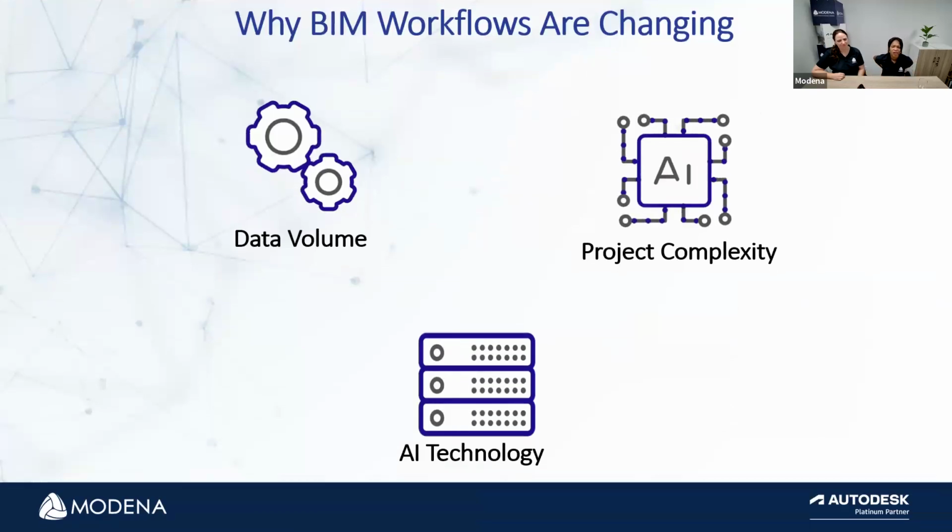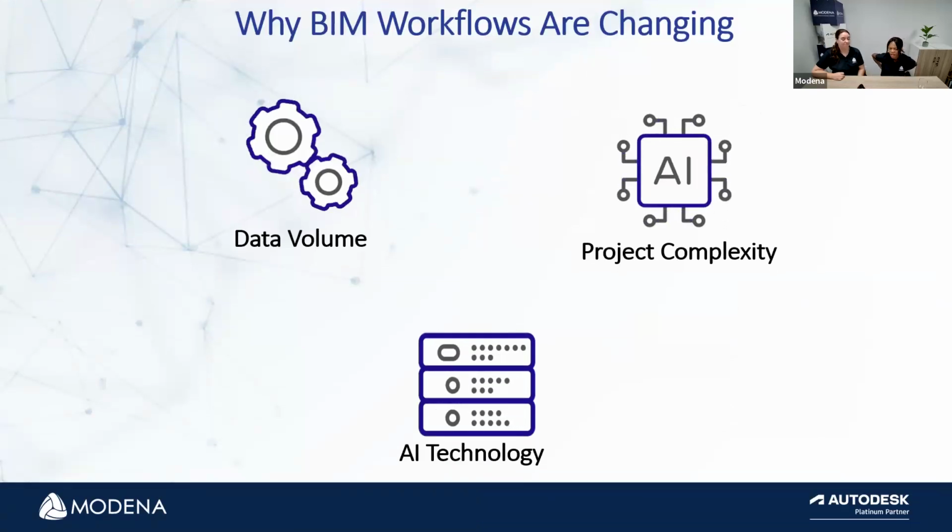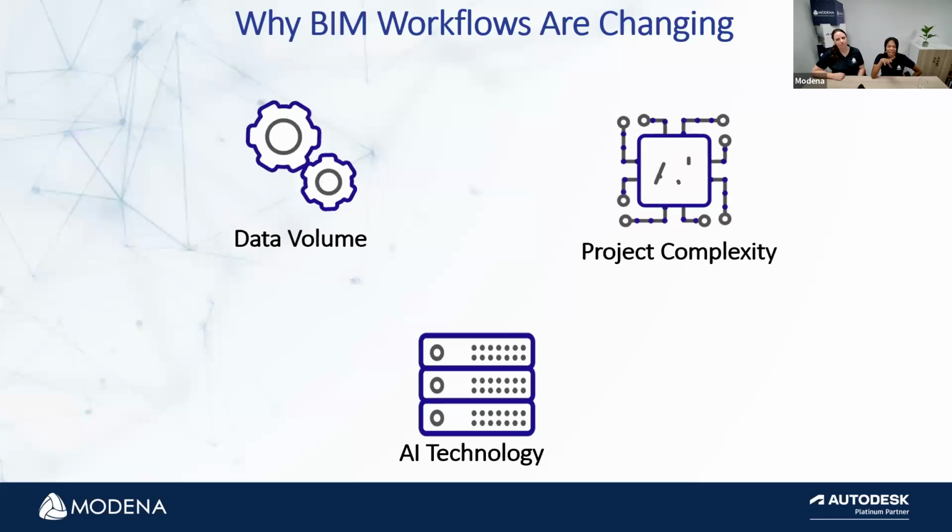So now why exactly are BIM workflows changing? BIM workflows are changing because of these three factors: the data volumes, the project complexity, and also AI technology. Now, all these three work together in tandem, so they influence each other. When the data volumes increase, so does the project complexity. And when technology increases, it increases to accommodate these two factors. So everything is working as a cycle.